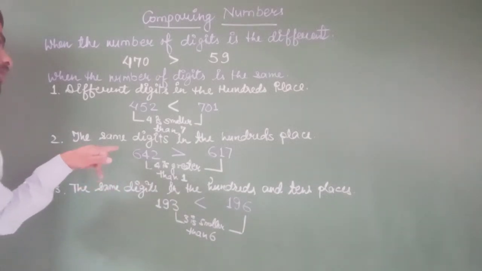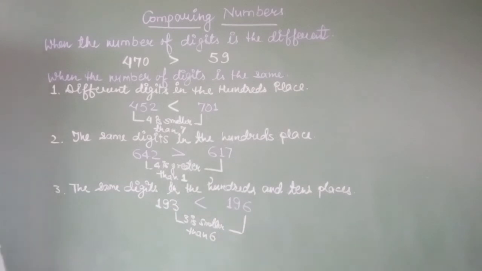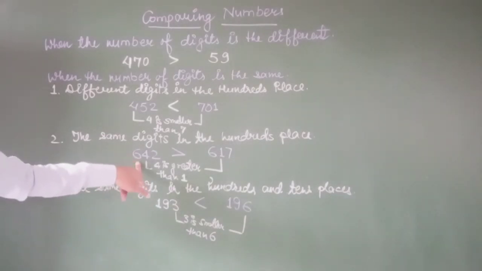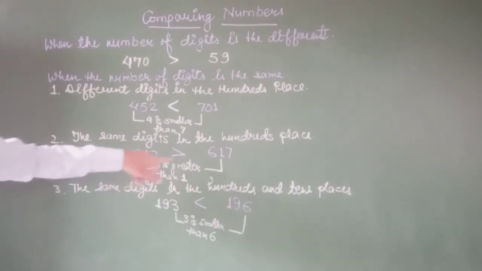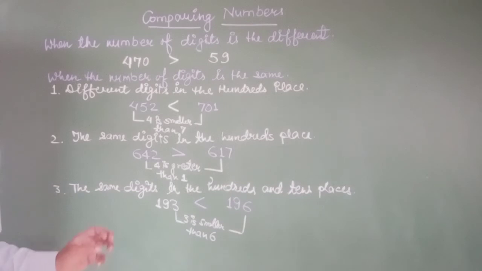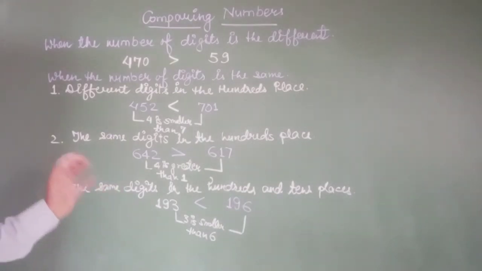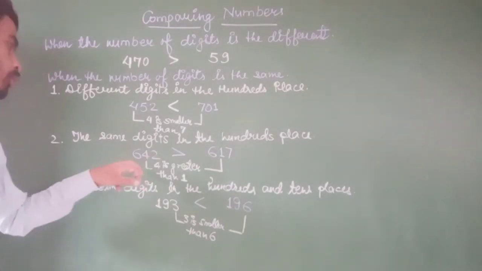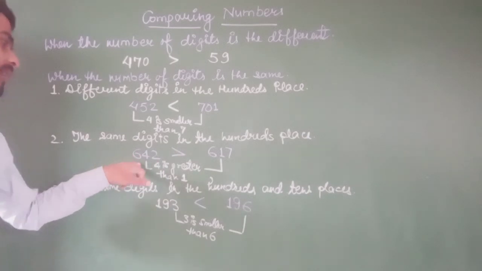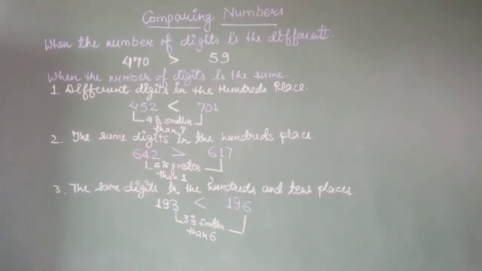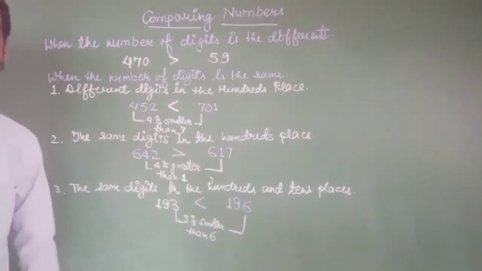Now the next condition is the same digits in the hundreds places. There was an example. Sohan writes 642 words and Mohan writes 617 words on a page. Who writes more words on a page? So when we compare hundreds places, both are the same. Compare the digits in the tens places. When we compare tens places, 4 is greater than 1. So 642 is greater than 617.